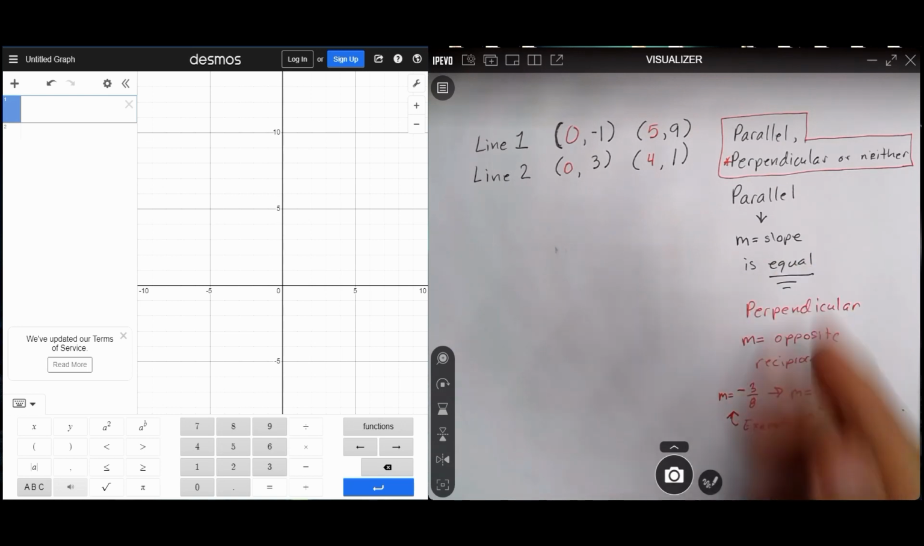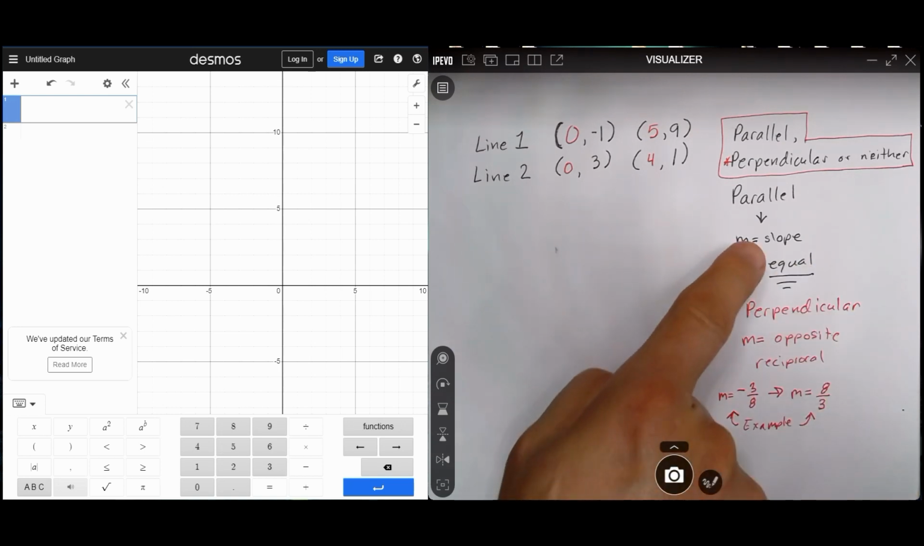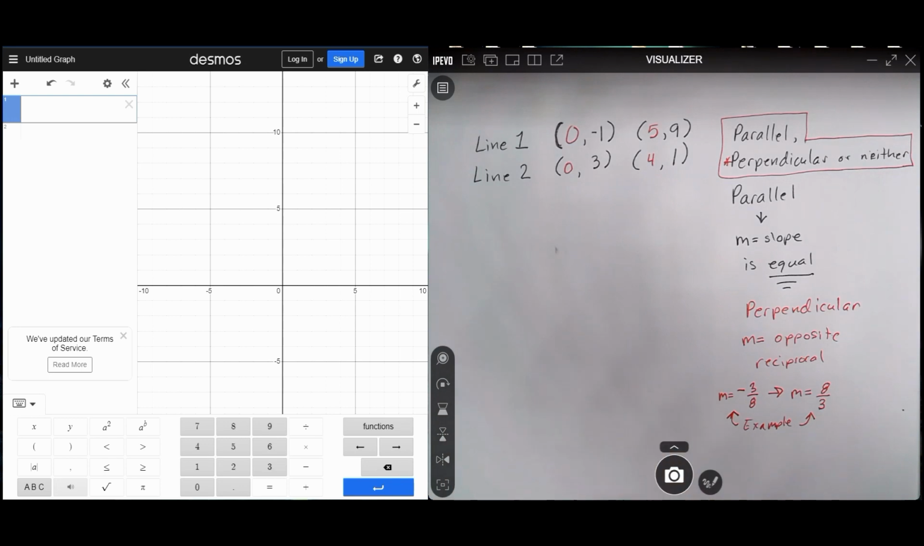Now, if we don't see either one of these situations, if we don't see either an equal slope between these two lines or a slope that has the opposite reciprocal, well, then we're going to choose neither, right? Because it's going to be neither parallel nor perpendicular. And we're also going to graph these lines to be able to look at them. But let me show you how we do it mathematically first.